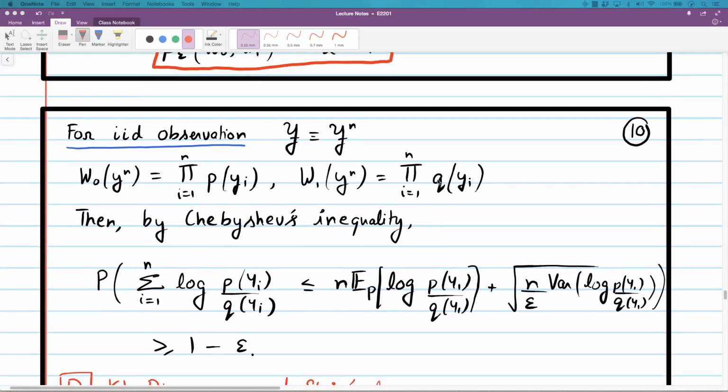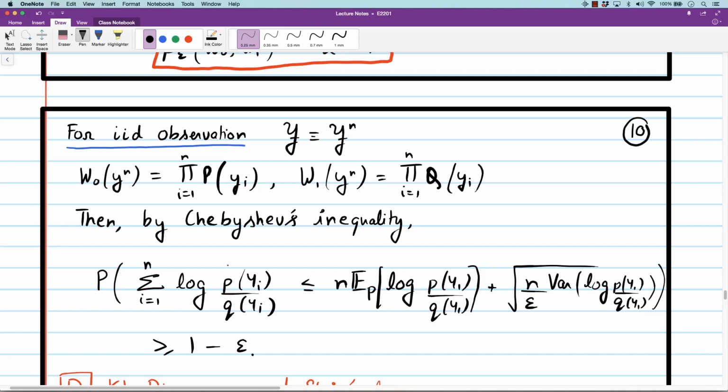Maybe I should not use small q here. I've been using capital P and Q. So P of this, and Q of this. Okay. So the ratio W0 by W1 is the ratio of these two products. And there's a log. So the log makes the product a sum. So again, make it capital P and Q.